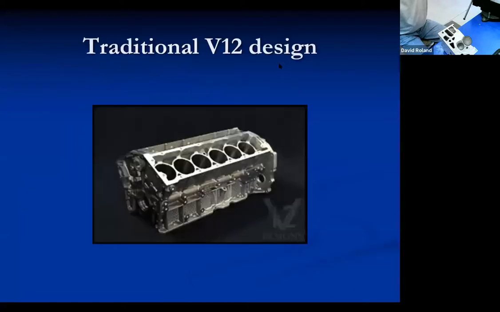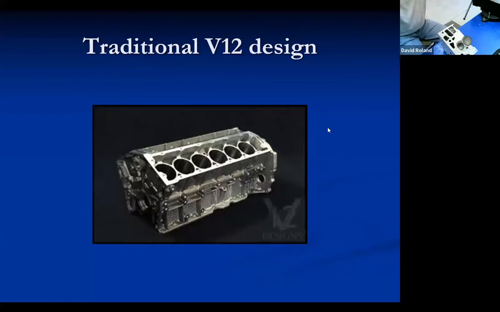Here's a traditional V12. Now, there aren't many cars and trucks today that use V12 engines. We did use some V10s recently in some of the Ford, and Chrysler used a V10 engine in some of their trucks. But this is a V12, traditional. You have six cylinders on one side, and on the other side here, another six cylinders.